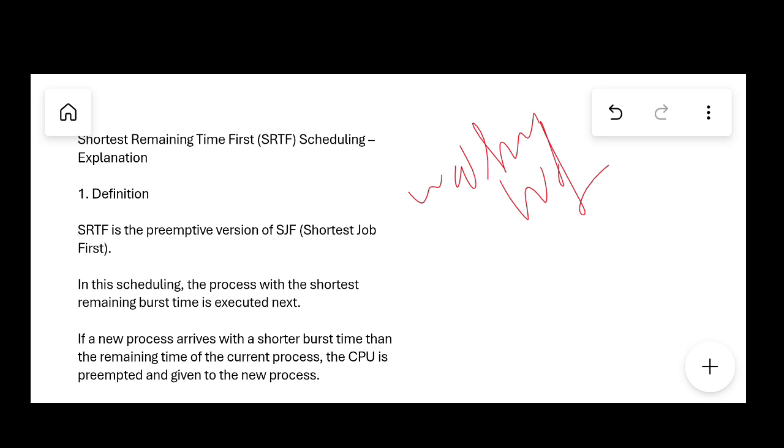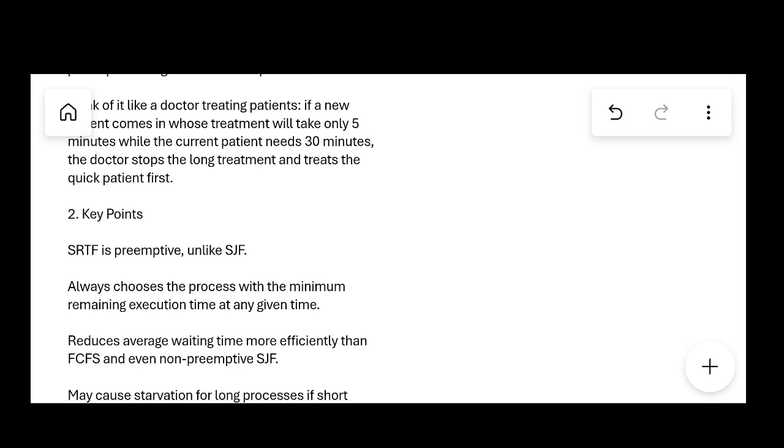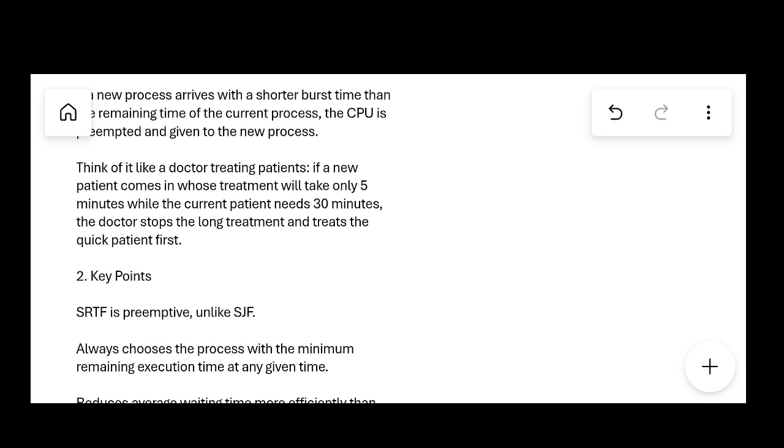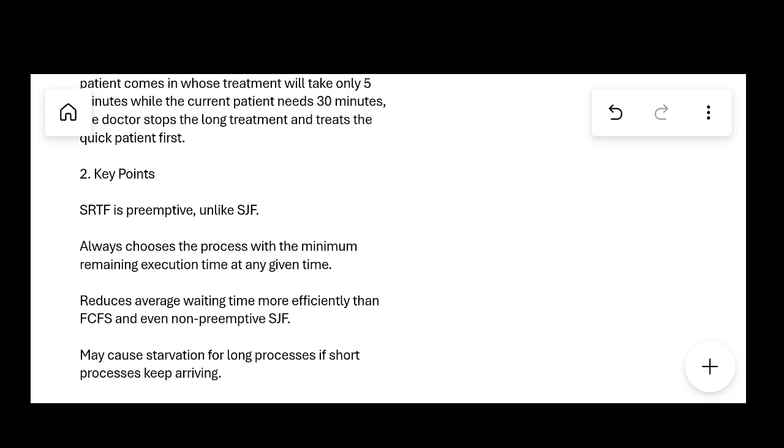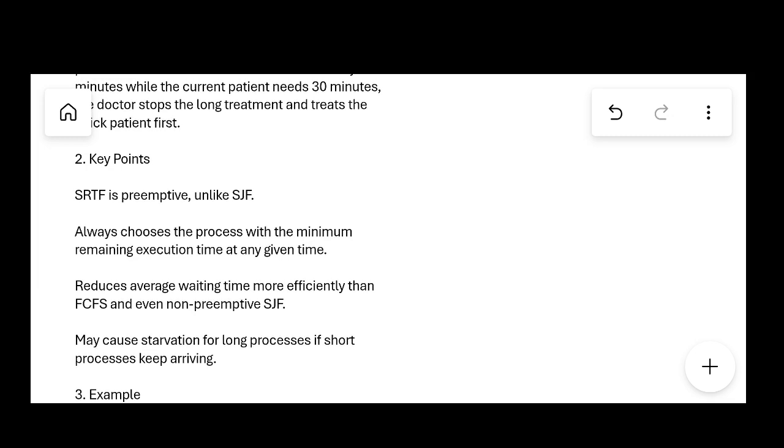Okay. So what does preemptive mean? Key points. SRTF is preemptive, unlike SJF. It always chooses the process with the minimum remaining execution time at any given time. It reduces average waiting time more efficiently than FCFS and even non-preemptive SJF. It may cause starvation for long processes if short processes keep arriving.